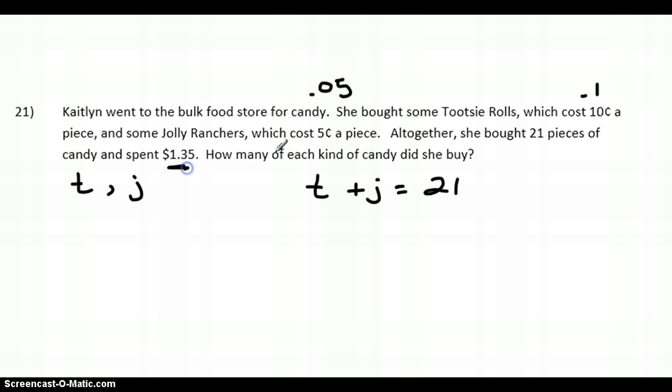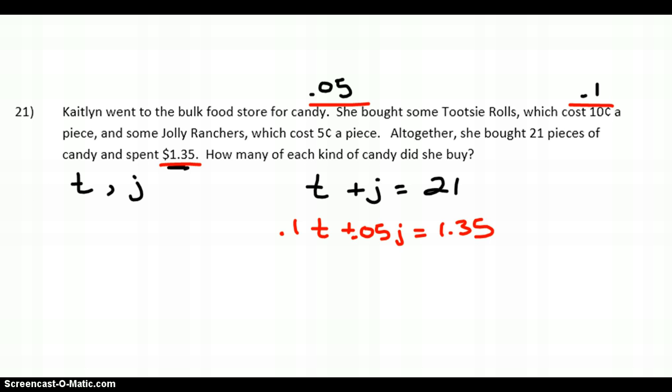Then I want to do my money equation. For my money equation, I've got to figure out how much each one is worth. Each one is worth a different amount. My Tootsie Rolls are worth 10 cents each, so 0.1 times T is how much the Tootsie Rolls are worth. Each Tootsie Roll is worth 10 cents times how many Tootsie Rolls I buy. Plus, each Jolly Rancher is worth a nickel, so 0.05 times J. Altogether, that's going to equal my 135.